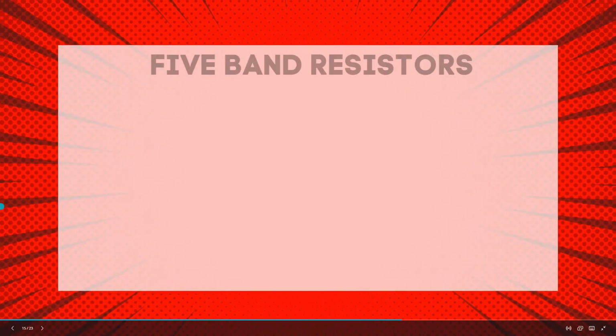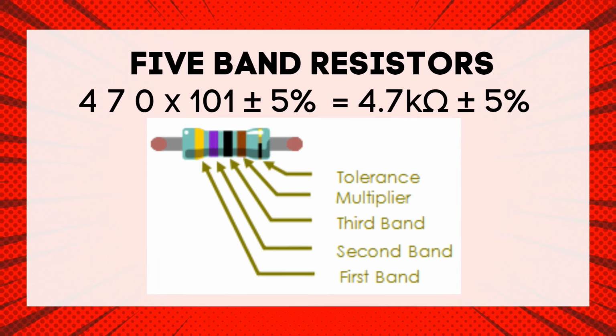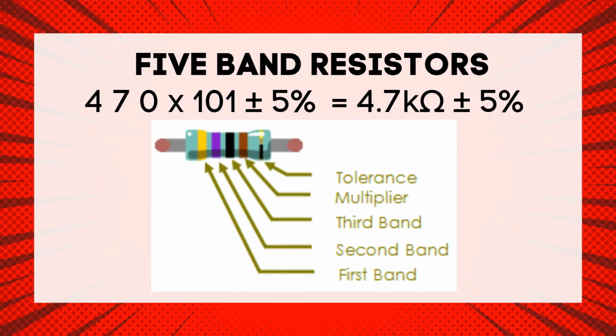The second type of resistor is the 5-band resistor. For a 5-band resistor, the first three bands are the three digits in the value. The fourth band is the multiplier and the fifth band is the tolerance. Later on, I will show you the table of how different values of resistors correspond to their colors.